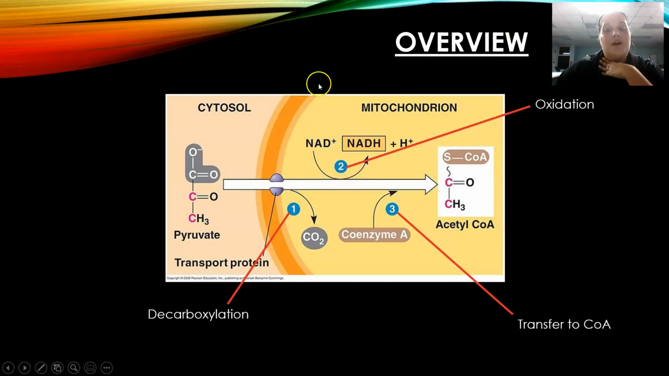So as an overview, there are three basic steps going on here. The very first one is decarboxylation, the second one is oxidation, and the third is the transfer of the CoA.